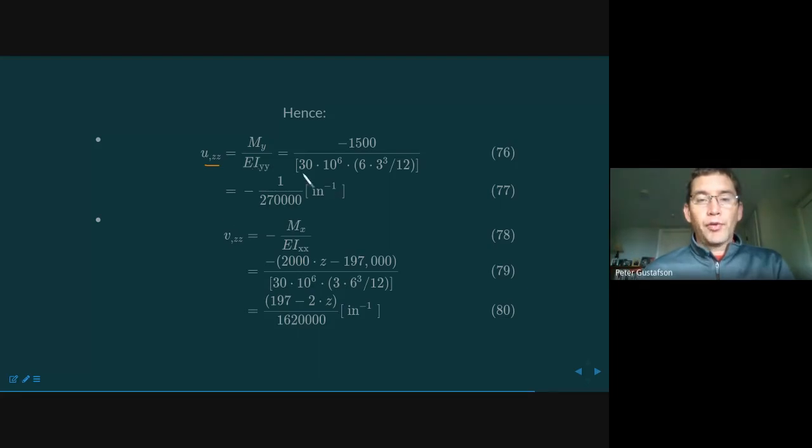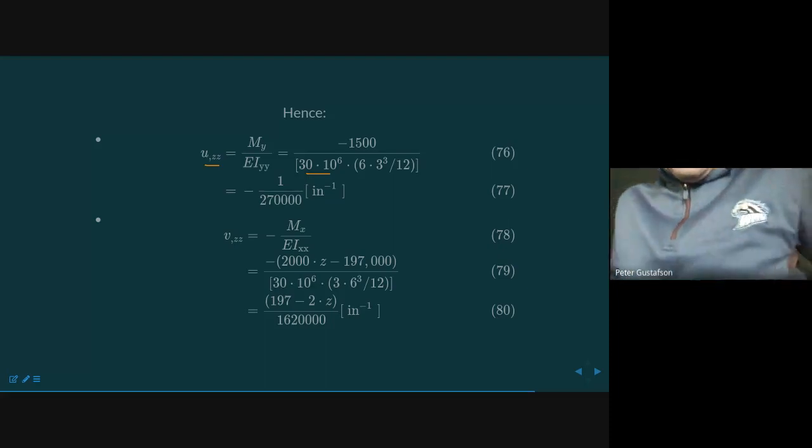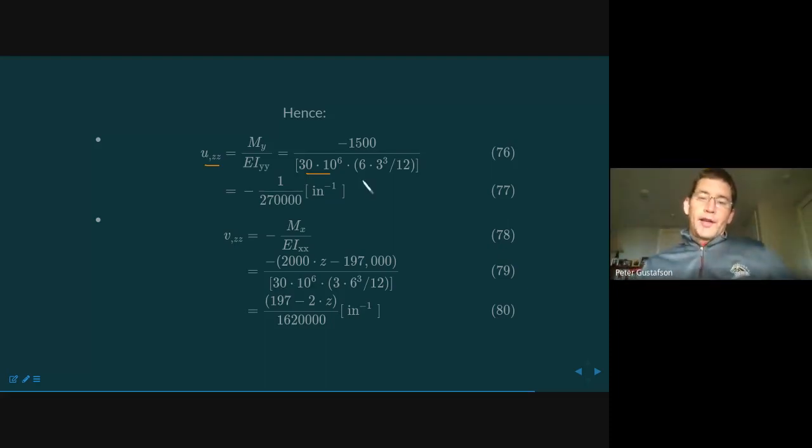Okay, E was 30 times 10 to the 6th, so this one is E. I is just base times height cubed over 12, bh cubed over 12, for a rectangular cross section. Boom, I put those numbers in here. Our moment we've already calculated as being 1500. Hence, we can calculate curvature. Boom, there it is.